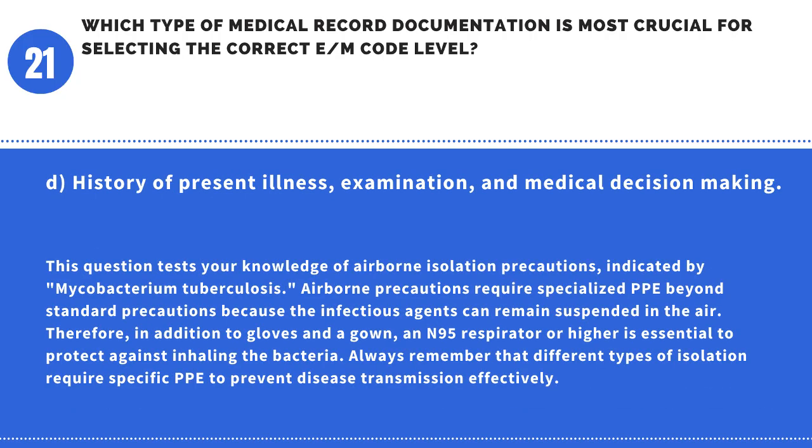Answer. D. History of present illness, examination, and medical decision-making. This question focuses on the key components used to determine the level of an evaluation and management E/M service. While past medical history, social history, and review of systems are part of the overall history component, the history of present illness, HPI, the physician's physical examination, and the complexity of the medical decision-making, MDM, are the three key components traditionally used to define and select the appropriate E/M code level for most categories of visits.